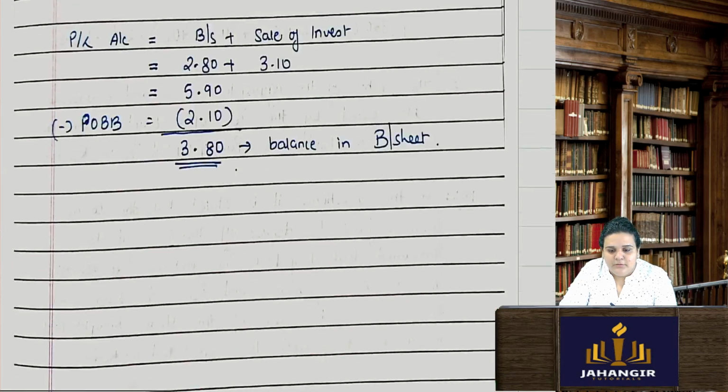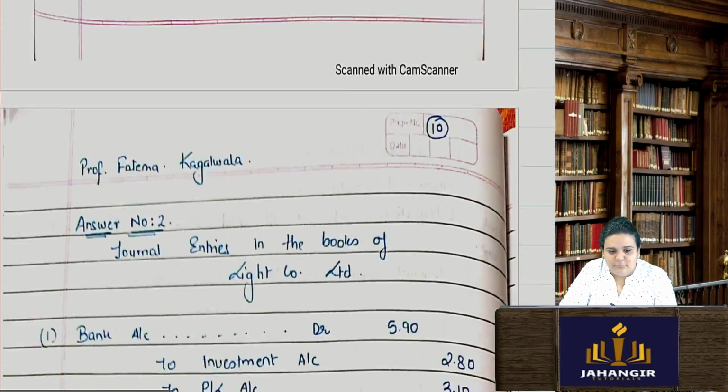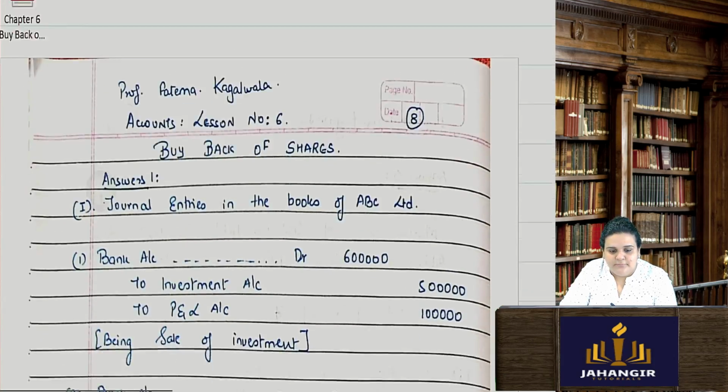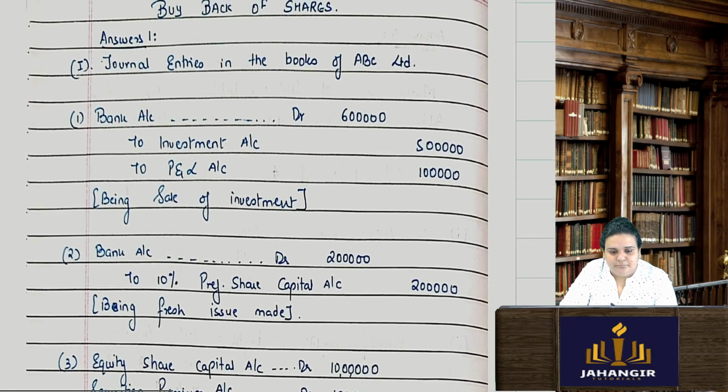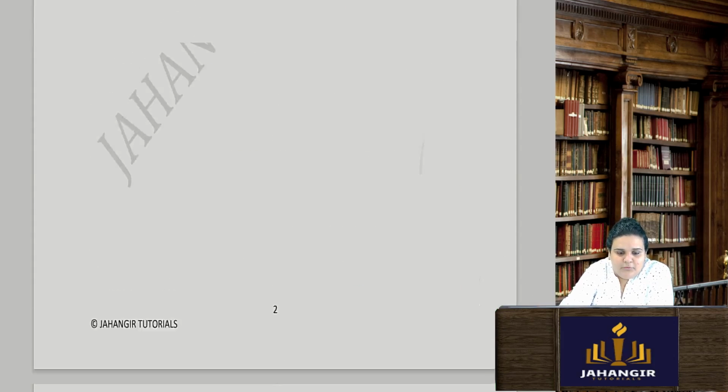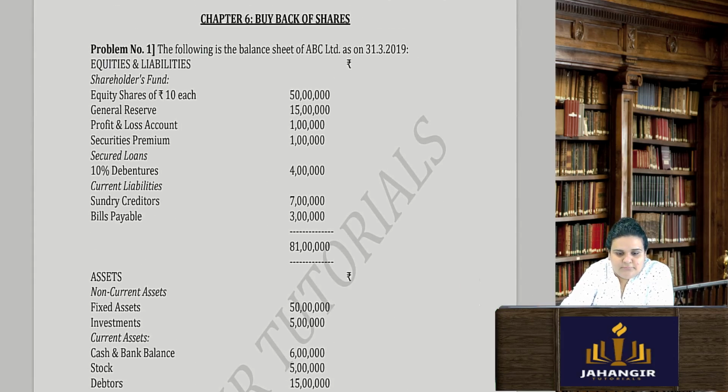Okay. Chalo. Now we'll solve a few other sums, to get our journal entries clear. Okay. Chalo. Question number 1. Let's start with this first sum. The following is the balance sheet of ABC Limited. Now in this sum they will give us how many shares to buy back and all.